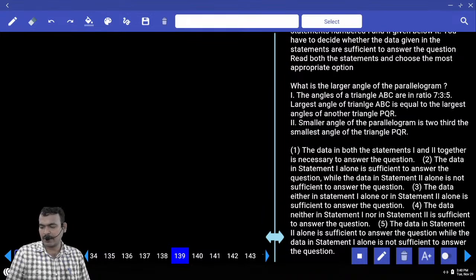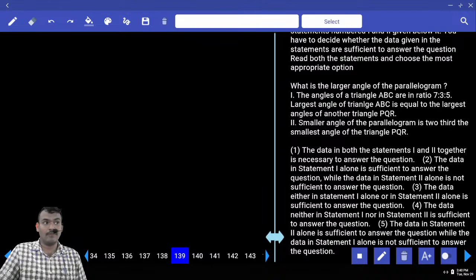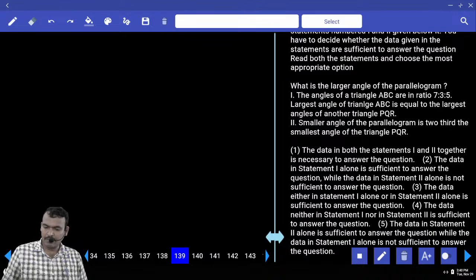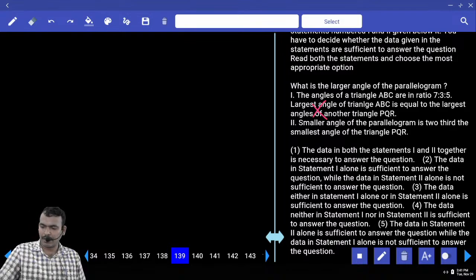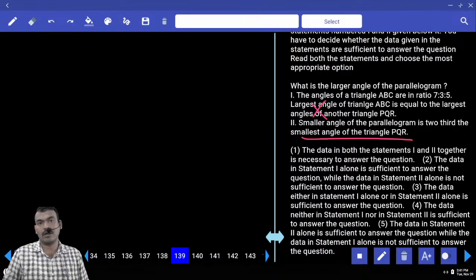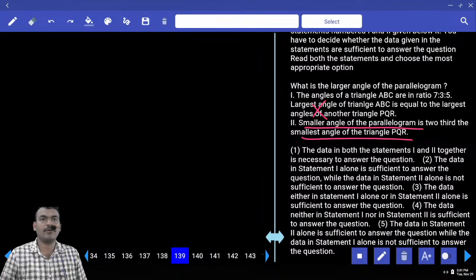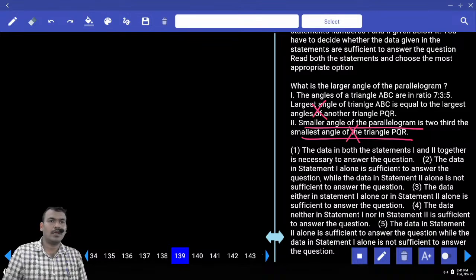The angles of a triangle ABC are in the ratio of which one? 7:3:5. The largest angle of triangle ABC is equal to the largest angle of another triangle PQR. There is no relation to the parallelogram in the first statement. Then is one alone sufficient or not sufficient? Not sufficient. Now the second statement: the smaller angle of the parallelogram is 2/3 of the smallest angle of triangle PQR. If we know the smallest angle of triangle PQR, we get the smaller angle of the parallelogram. But we require the larger angle. So 2 alone is also not sufficient.